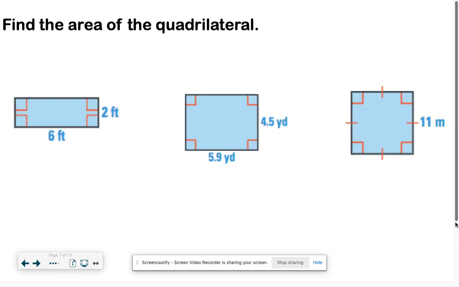So now these next ones are pretty straightforward. We're just finding the area. What's our base on this rectangle here? 6. And our height is 2. 6 times 2 gives us 12 feet. And then we can put that little squared symbol since it's area. So 12 feet squared.